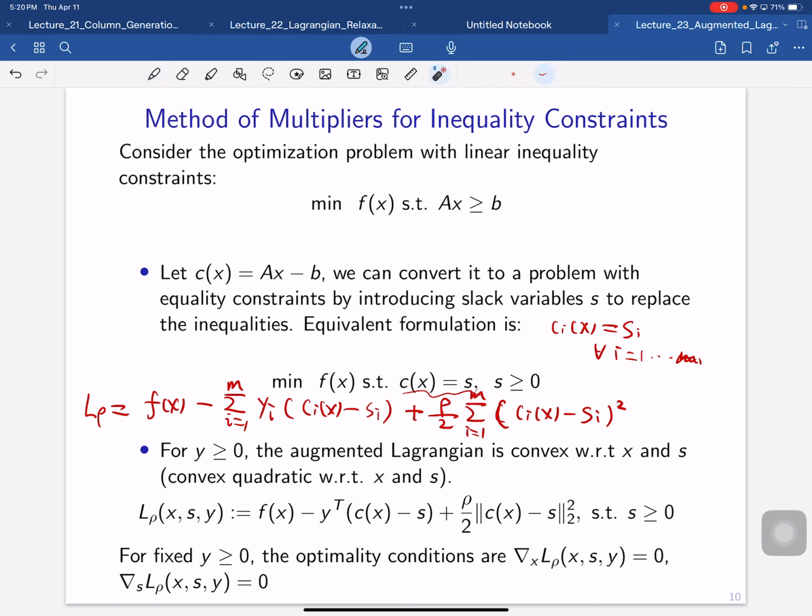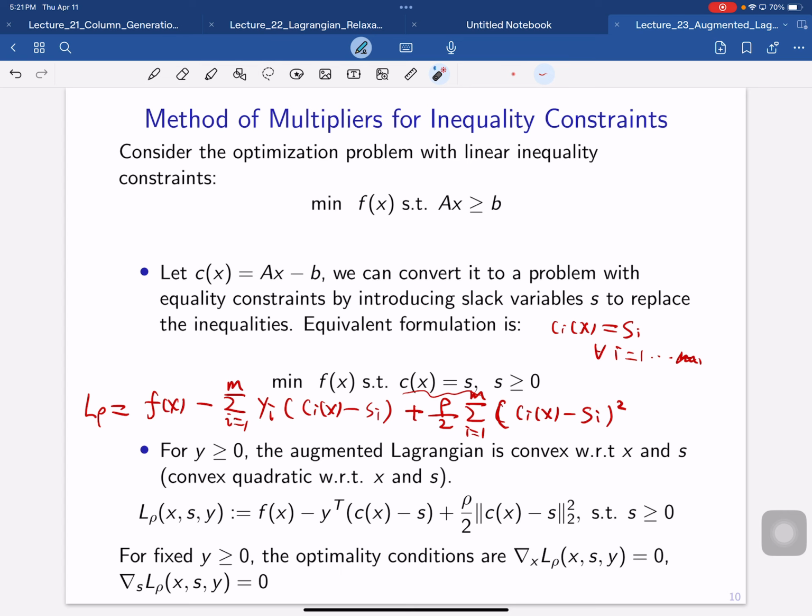Is the definition clear here? Yes. So c of x equals ax minus b. You can think about ci of x as the first row of this linear constraint. Right, so each ci of x represents one single linear constraint. So basically you can write it out in this form.